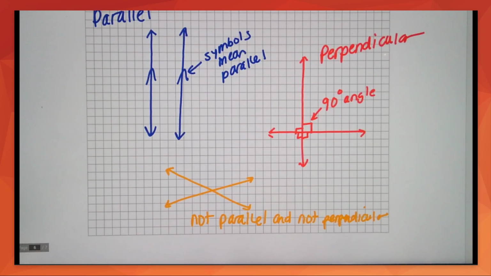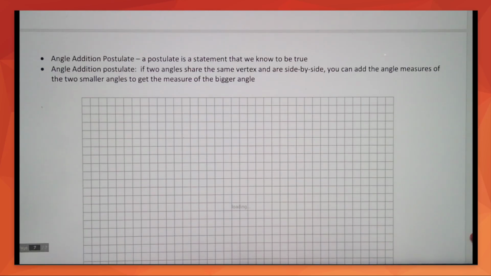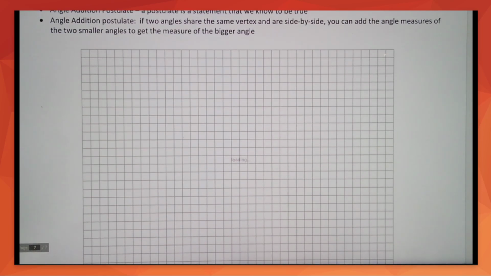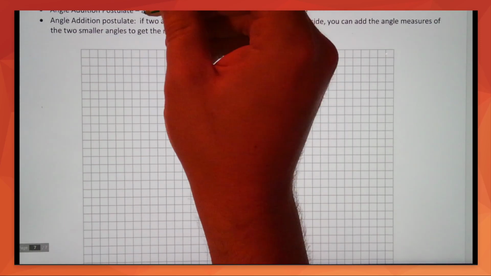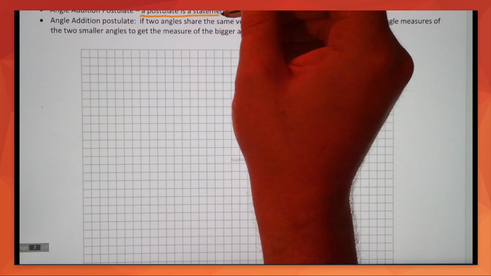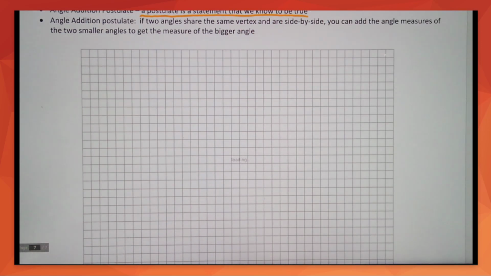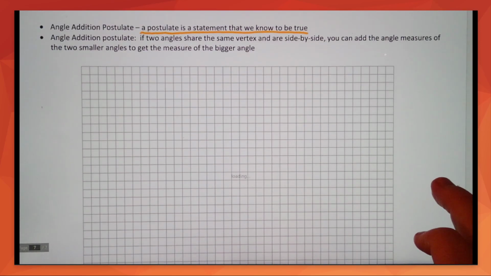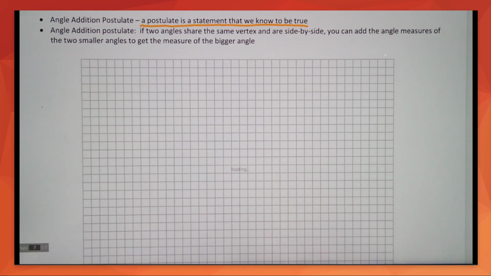Okay? All right, we have one more page of notes to go. We're going to talk about the angle addition postulate. That's a lot of fancy words, but that's what Essential Ed would like me to tell you about with this geometry, the angle addition postulate. A postulate is just a statement in geometry. Well, really, it doesn't have to necessarily be geometry, but you're going to use it a lot in geometry. A postulate is a statement that we know to be true.